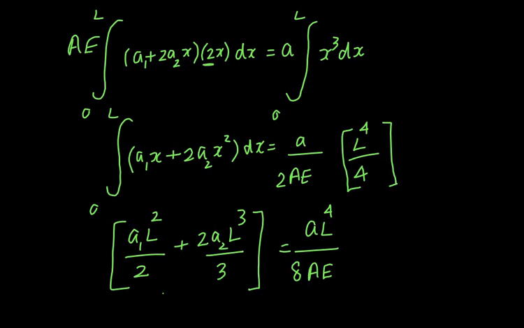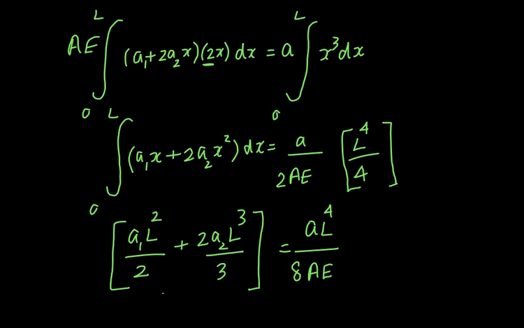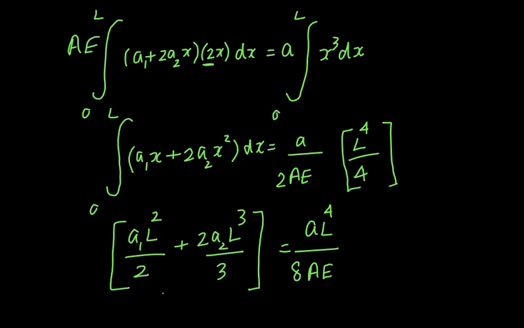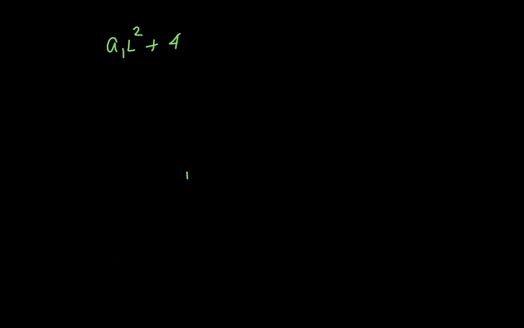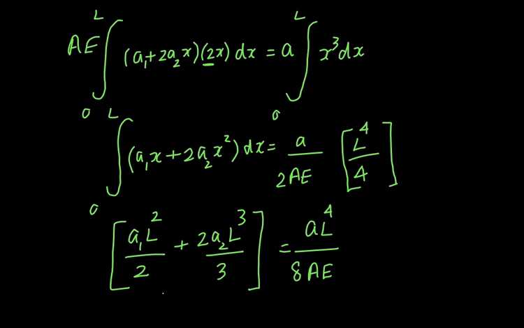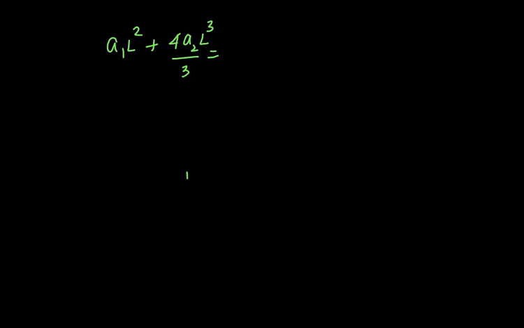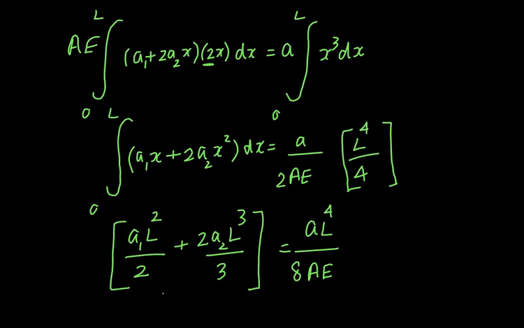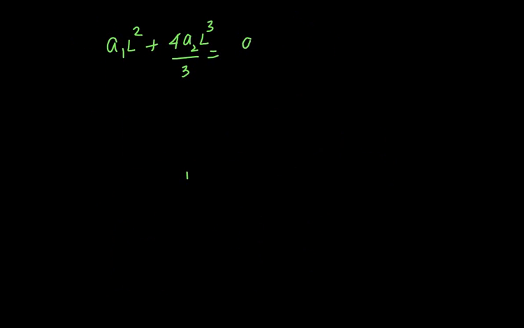In order to rearrange this equation, I'm going to multiply by 2 on both the left-hand side and the right-hand side. If I multiply by 2 on both sides, I'll be doing no damage to this equation. So let me take a fresh page. Multiply this equation by 2 on the left-hand side and on the right-hand side. I'll be getting A1 L square plus 4A2 L cube divided by 3 is equal to, if you multiply by 2 on the right-hand side, AL power 4 divided by 4AE.